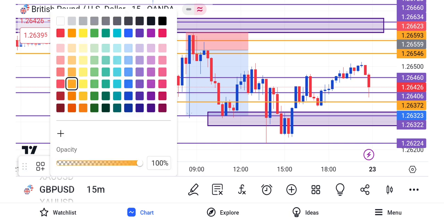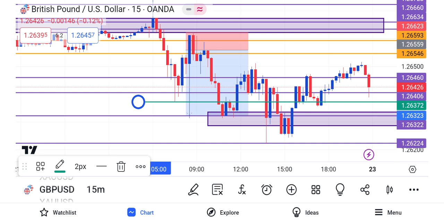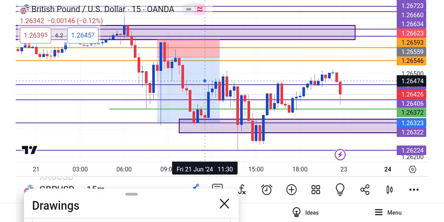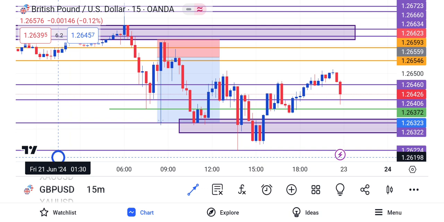Let me make it a little brighter for you all to see. Let me use green. That's not green, man. I guess that's better. So as we see, we got support right there, which is that wick where we just rejected. Let me do this for you all to see.